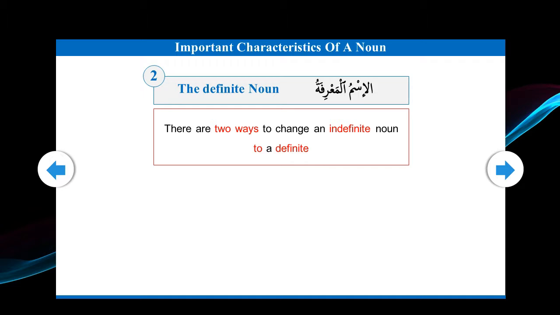There are two ways to change an indefinite noun to a definite. The first one is to add the definite particle. We have seen that before, but no problem to make a review again.